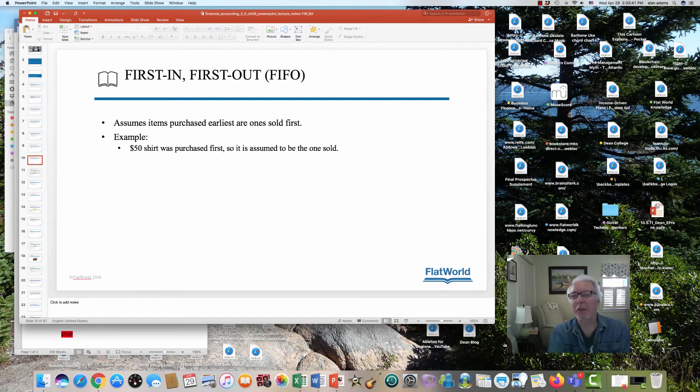This is a cost flow assumption. This is different. This is called FIFO. First in, first out, FIFO, F-I-F-O. And that means I don't care which shirt you sell. It doesn't matter. You're going to assume that you sold a shirt. The earliest one, the latest one, that's a cost flow assumption. So in this case, FIFO, first in, first out, means that you're assuming that whatever you bought earliest is the one you're going to sell.